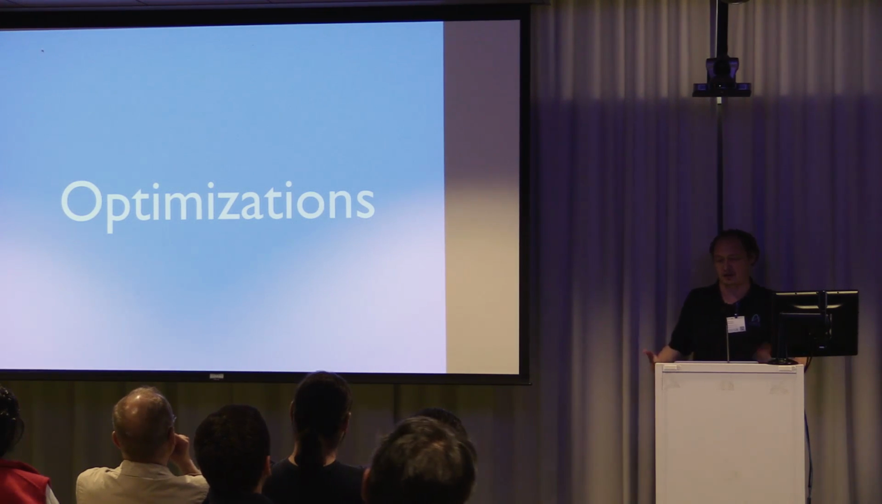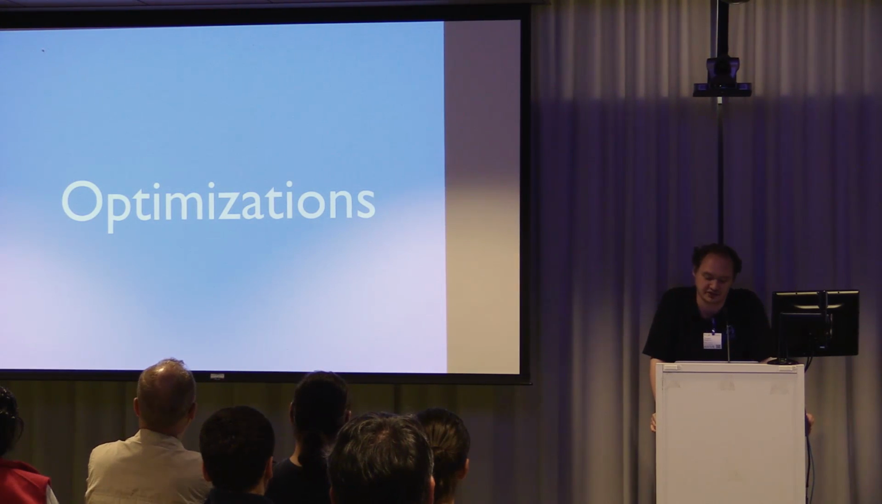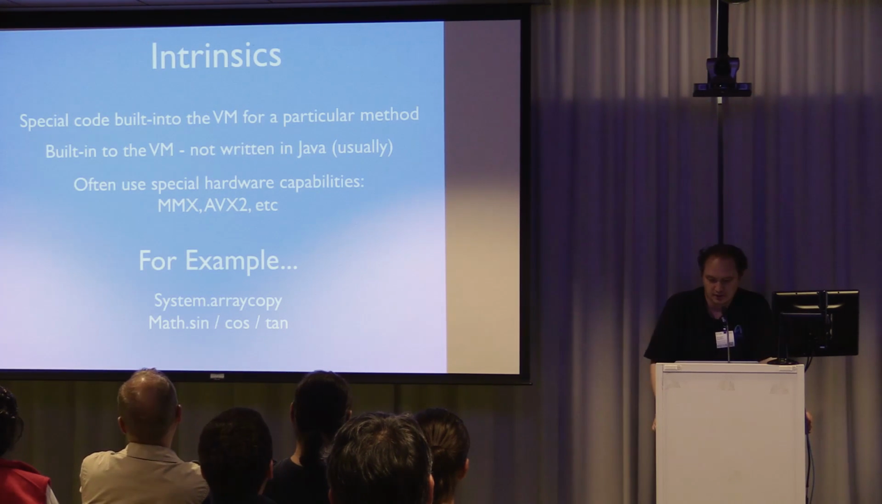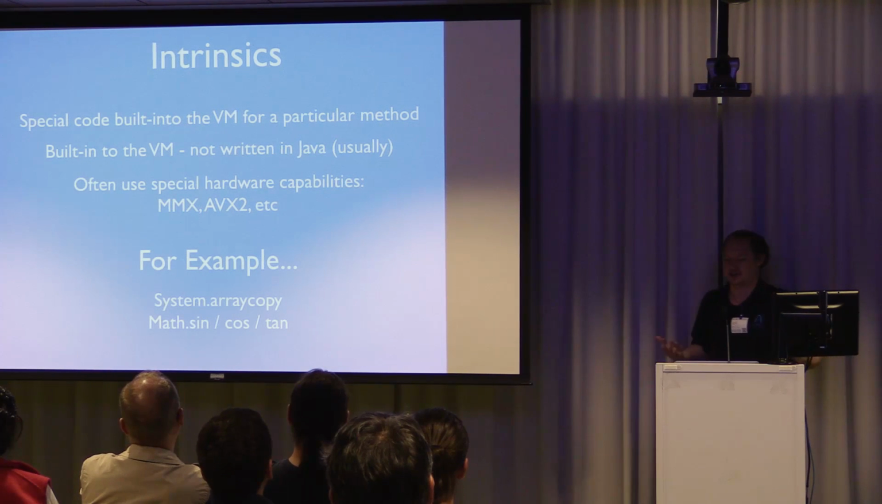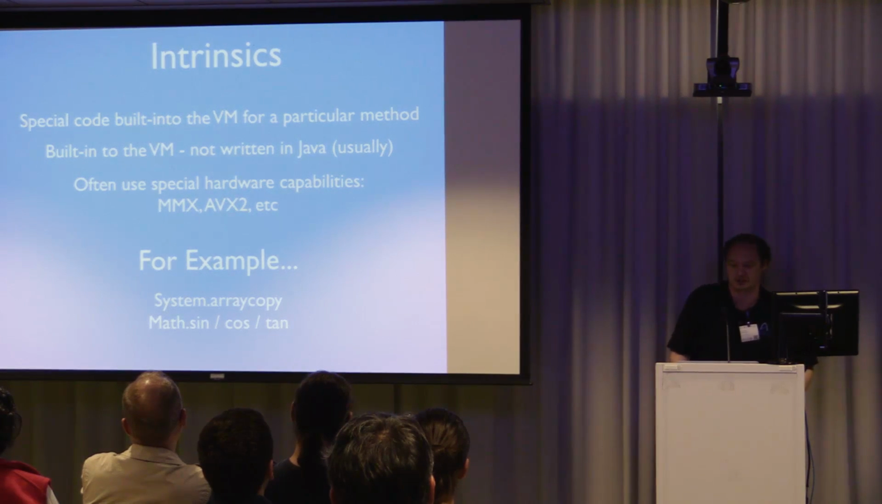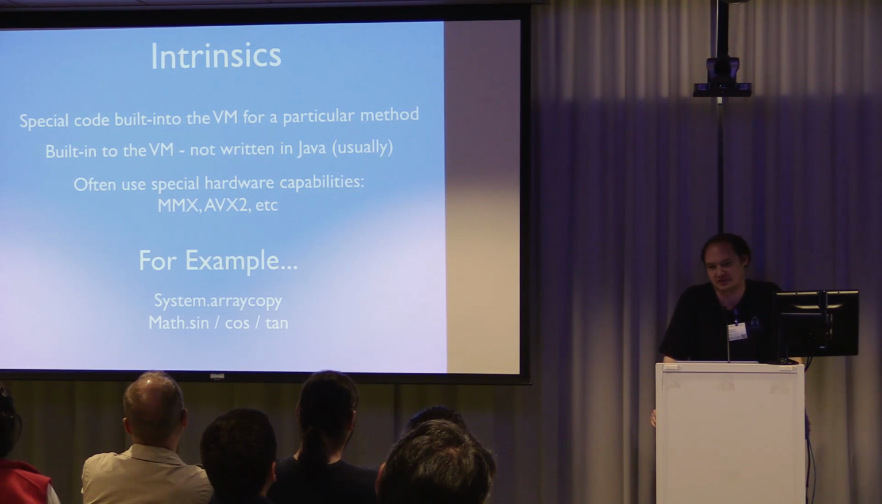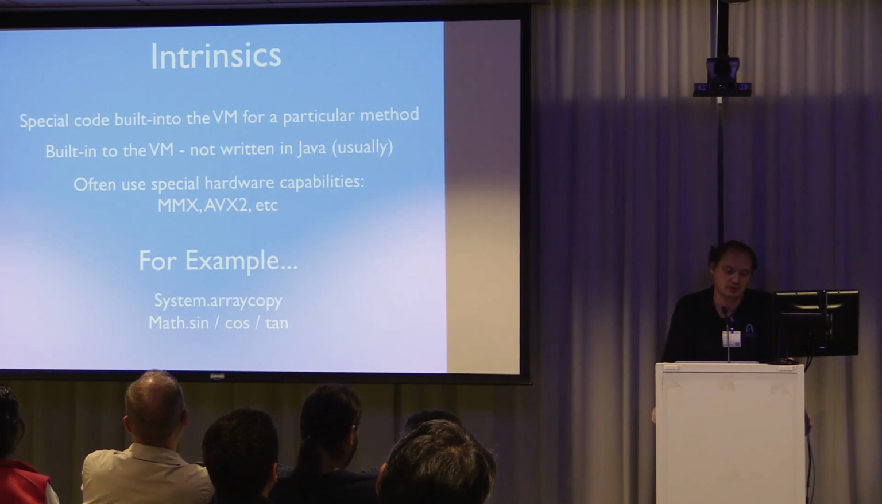All right, so we talked about how we actually trigger compilations. Now we're going to talk about what kind of optimizations the compilers can actually perform. First off, every compiler has something called intrinsics. It's just special code that the compiler knows about. It knows what malloc does, or new does in Java, or array copy, those sorts of things. Things that happen a lot, or maybe have special semantics that are built into the VM. And they're not written in Java, usually.